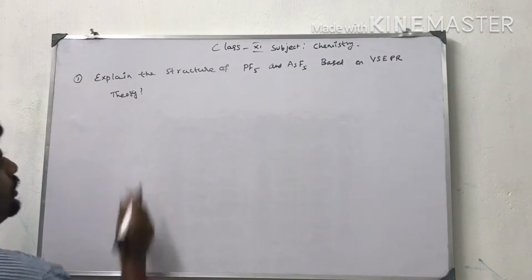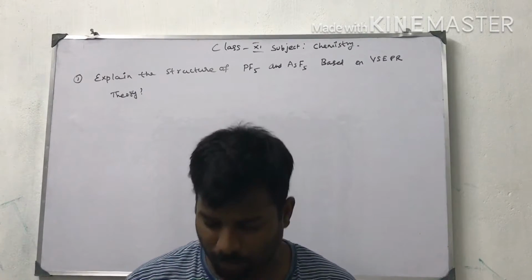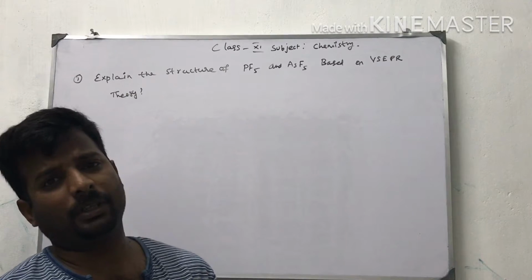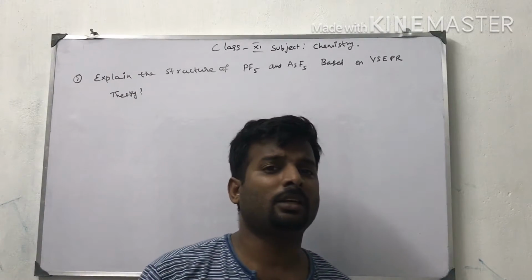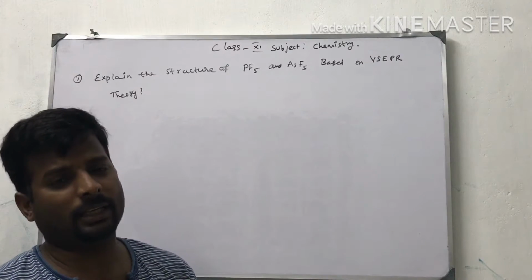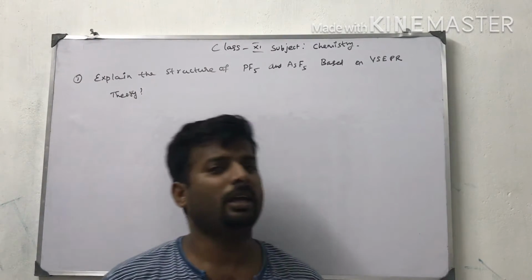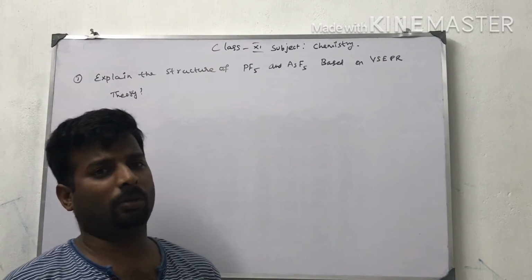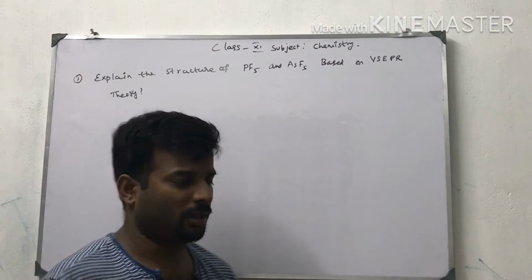So we already discussed the VSEPR theory. The structure of PCl5 also we have discussed. Now they are asking the structure of PF5. PF5 and AsF5 are also examples of sp3d hybridization compounds. Now I am going to draw the structures.